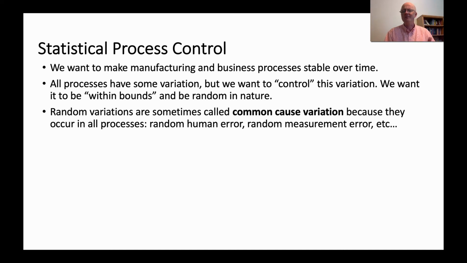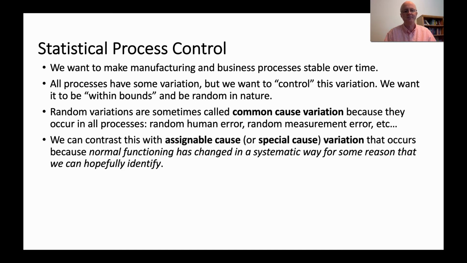Random variations are sometimes called common cause variations because they occur in all processes. It's common. Random human error, that kind of error could be in just doing something wrong or taking longer than usual to do something or shorter than usual. Random measurement error, etc. The idea about random things is they are common to all things and they are measurable in a sense. You can get an idea about approximate sizes of random errors.